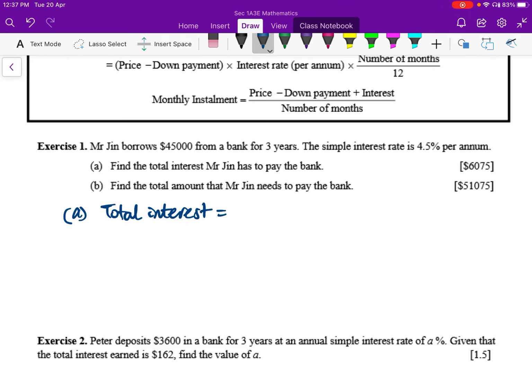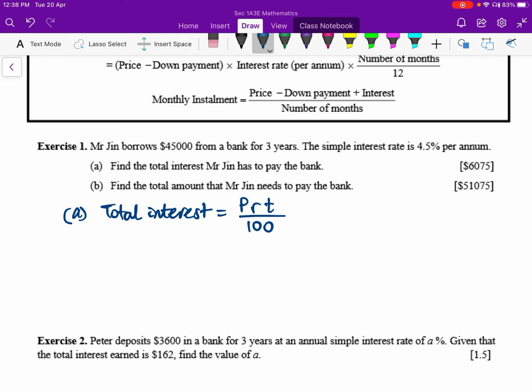Okay, this is what I want you to write. The formula. So copy this down. P R T over 100. Okay, just copy this down first. I will explain. The interest is PRT over 100.